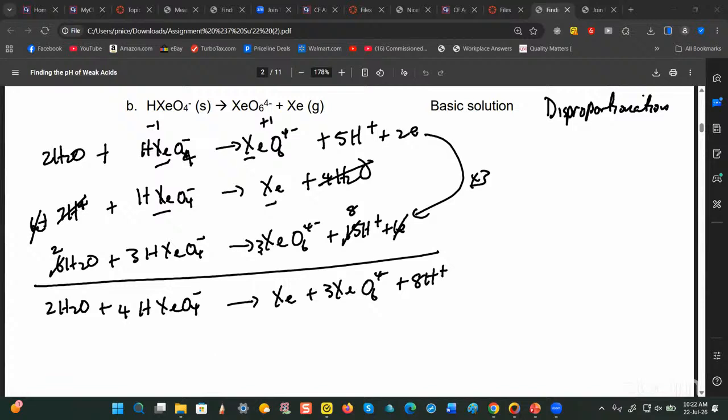But we're not finished yet because the question says we have to do the balancing of equations in a basic solution. What we have here is in an acidic solution. So it goes to what you were asking earlier, right? Basically, to go from acidic to basic, what do we do? We look at the number of hydrogen ions present and we add an equal number of hydroxide ions.